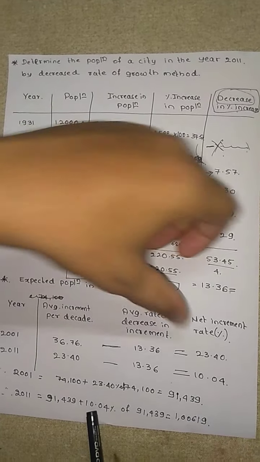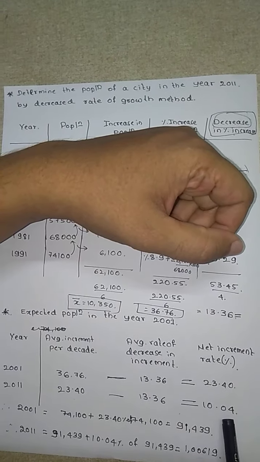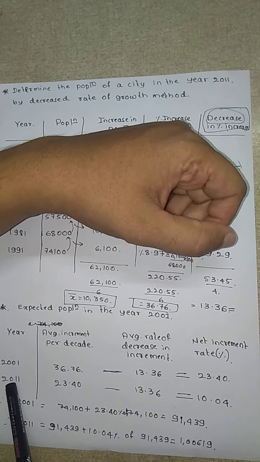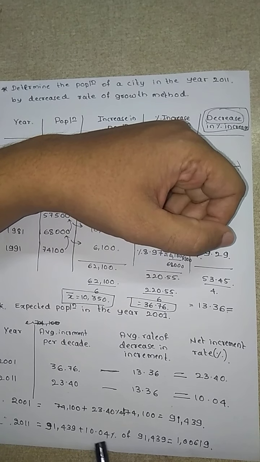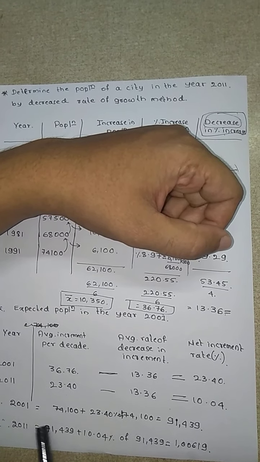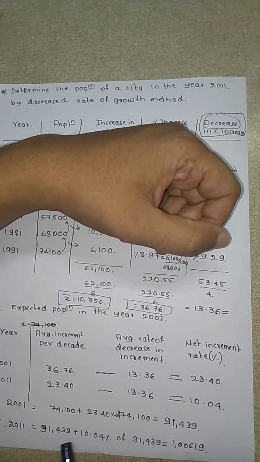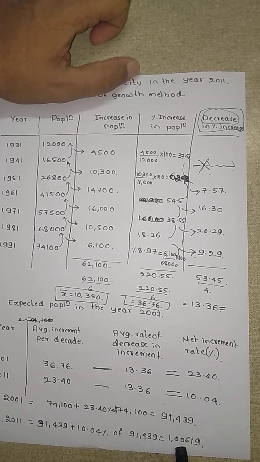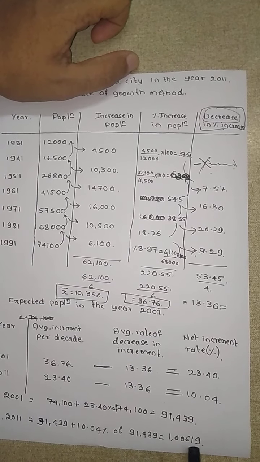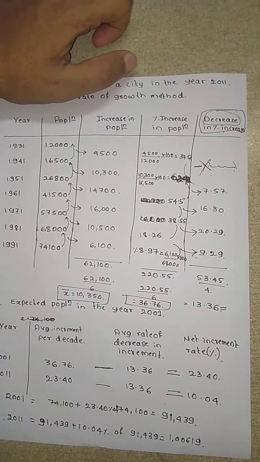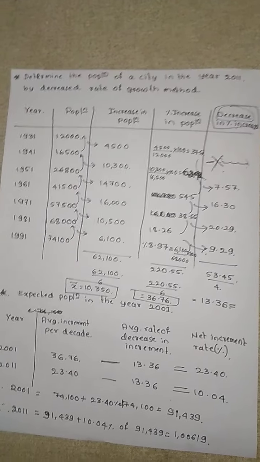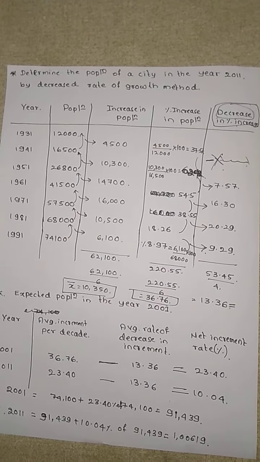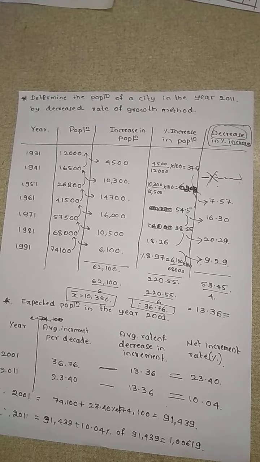Then next, we have worked out what is the net percentage increase for 2011. So 10.04% of the last known population, 91,439. So we are doing the percentage of it. Then we are getting it as 1,690. So this is how we are going to do the calculation for the decreased rate of growth method.